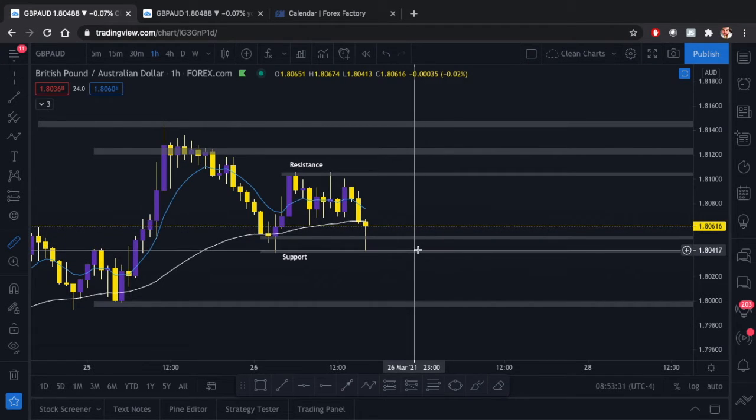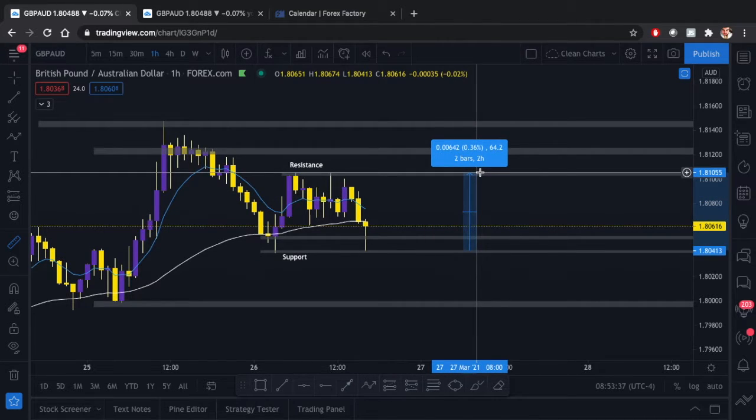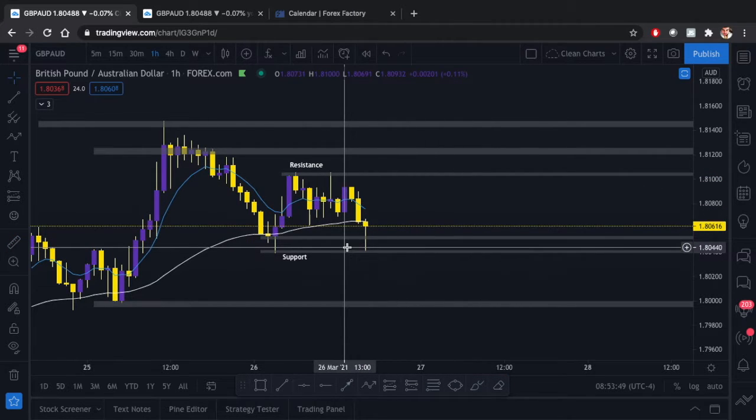Because look at this trading range right here. If we go from the rejection area to the resistance alone, this is a 64 pip range, 64 times your lot size. There are so many moves in here you're probably going to be able to catch.